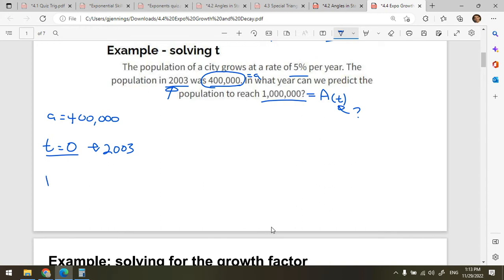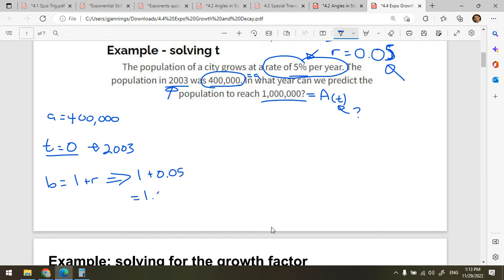Oh, and our b, we need our growth factor, b. B will be equal to 1 plus r, and here is the rate, a rate of 5% per year. So r is equal to 0.05, not 5. Here is a common place where students might make mistakes, and they will use 0.5 for r. That would be 50% growth. 50% growth is dramatically different from 5% growth. Dramatically different. So we want 0.05 to get the correct b of 1 plus 0.05, and then that just equals 1.05.